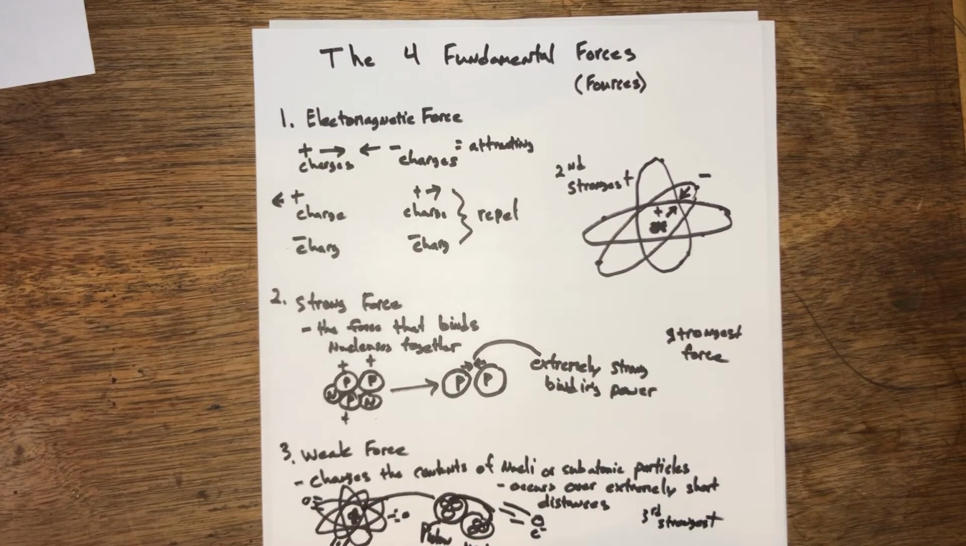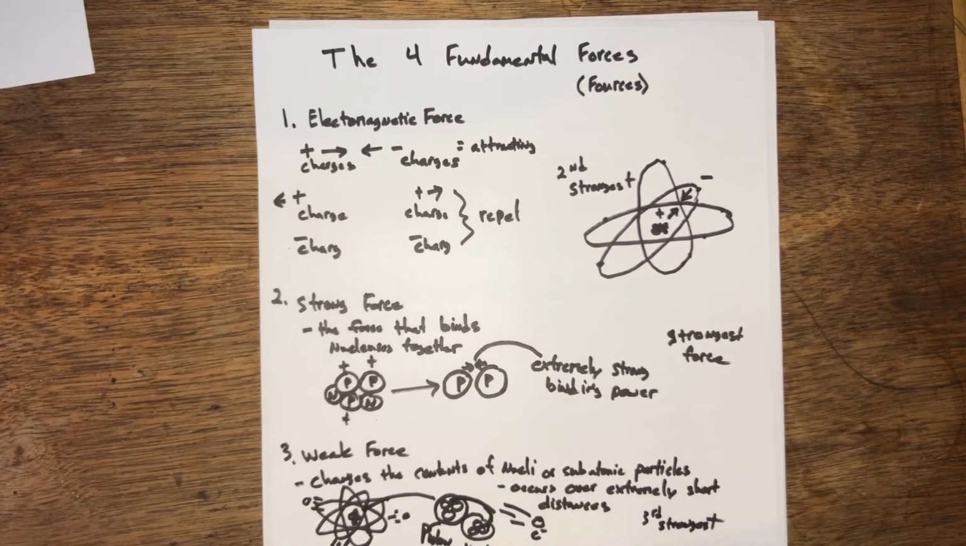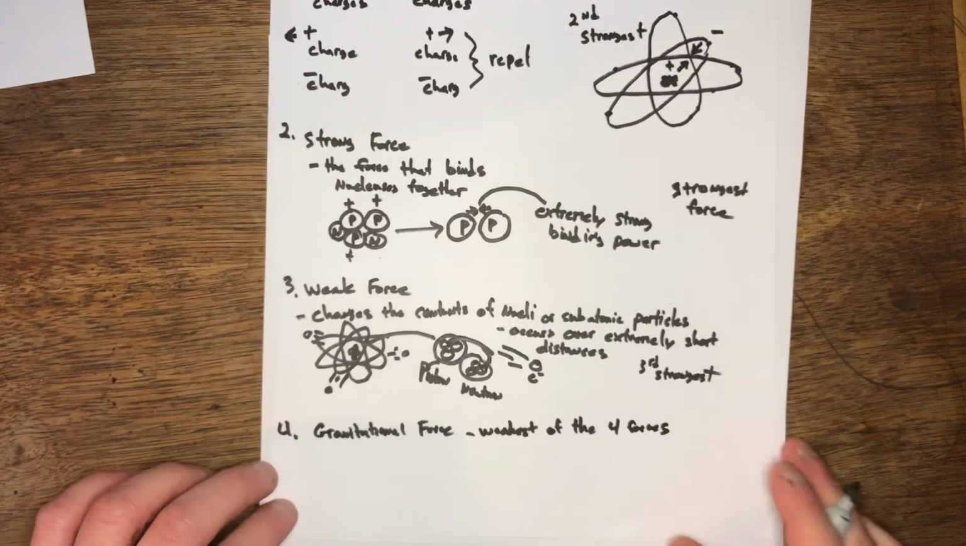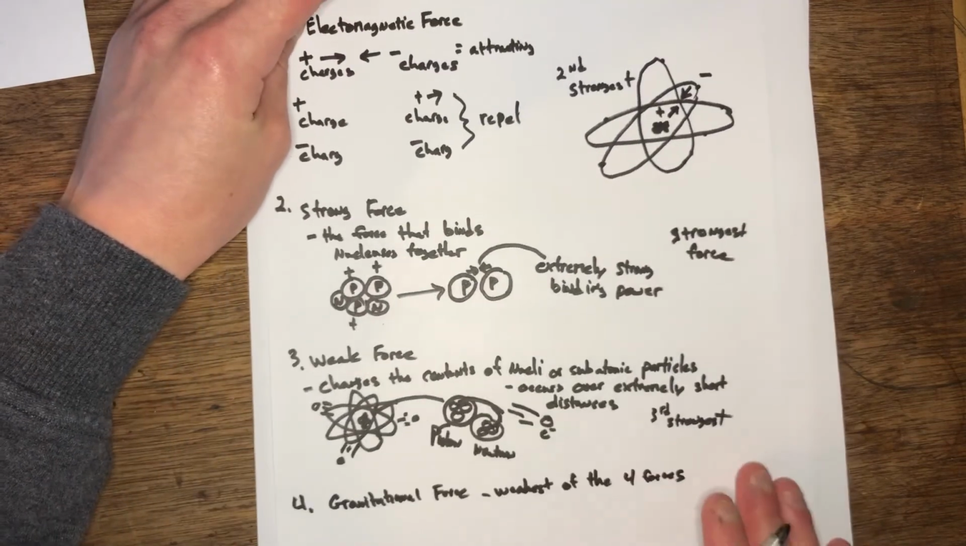And then lastly, we have the gravitational force. Okay, this is actually the weakest. Gravity's weak, so weakest of the four forces. You guys see that? Gravity is actually the weakest of the four forces.